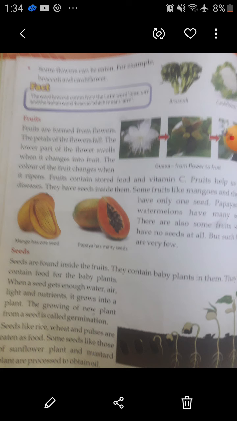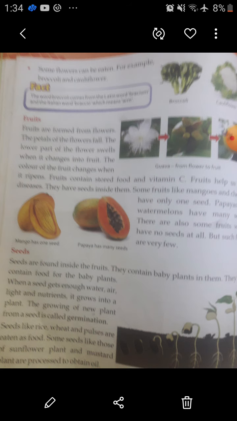Some fruits like mangoes and cherries have only one seed. But papaya and watermelon have many seeds. There are some fruits which have no seed at all, but such fruits are very few, such as the banana. Okay, fruits, and after that, seeds.